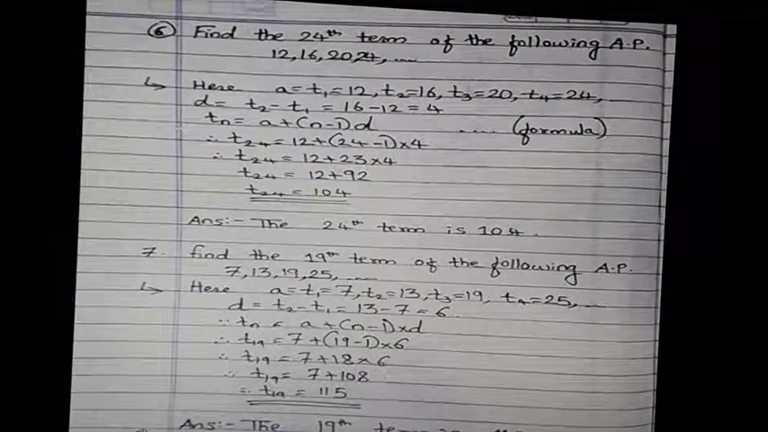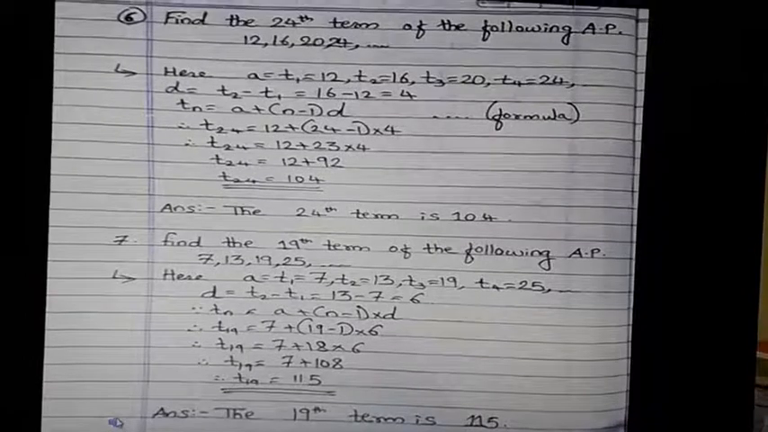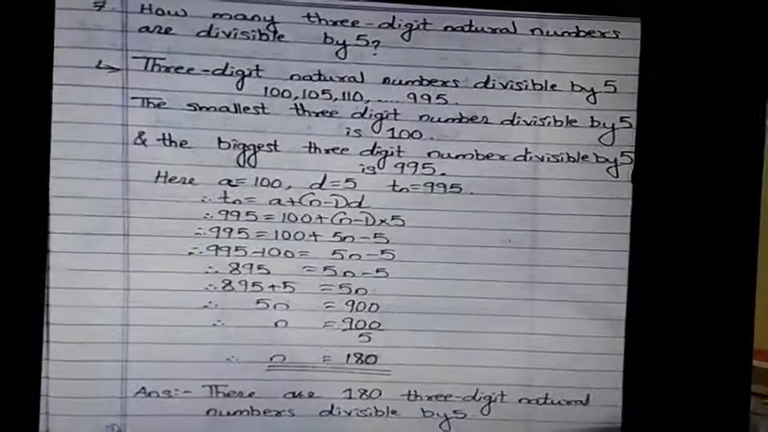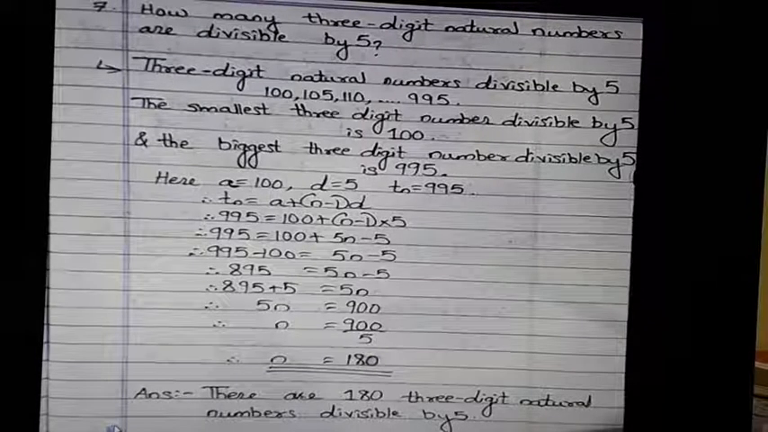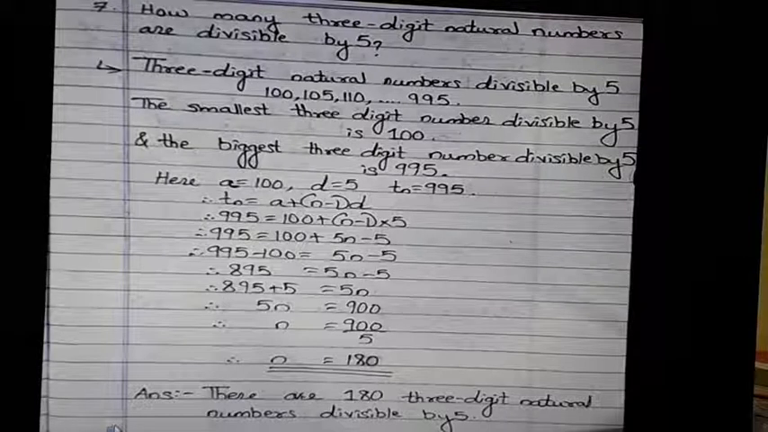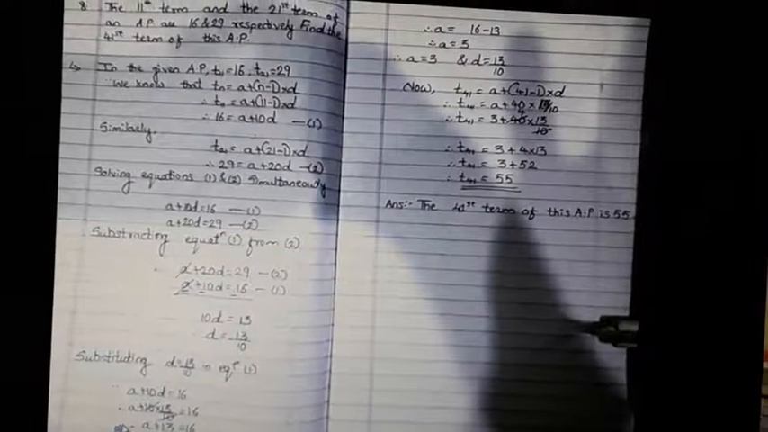Now see, again some sums are given on your screen. Like the previous one, you have to copy them down in your notebooks and your idea will be cleared. Like the previous one divisible by 4, here 3-digit numbers divisible by 5 is given. So copy down in your notebook and make your idea clear. Again, one more type of question is given: the 11th term and the 21st term of an AP are 16 and 29 respectively. Find the 41st term of this AP. Copy down, understand and note down in your notebooks.